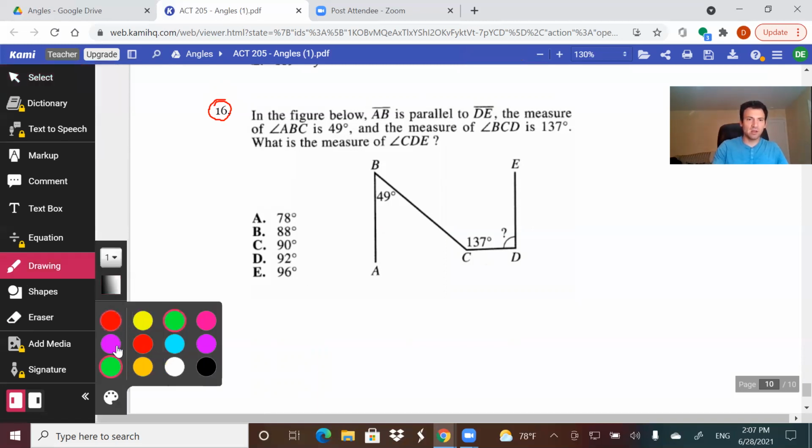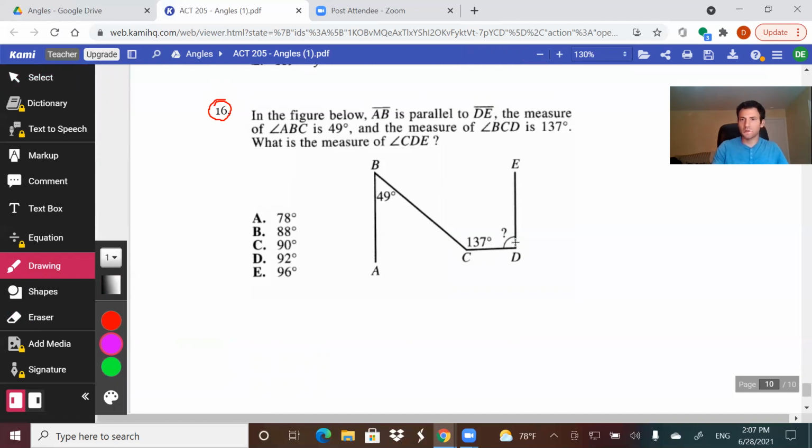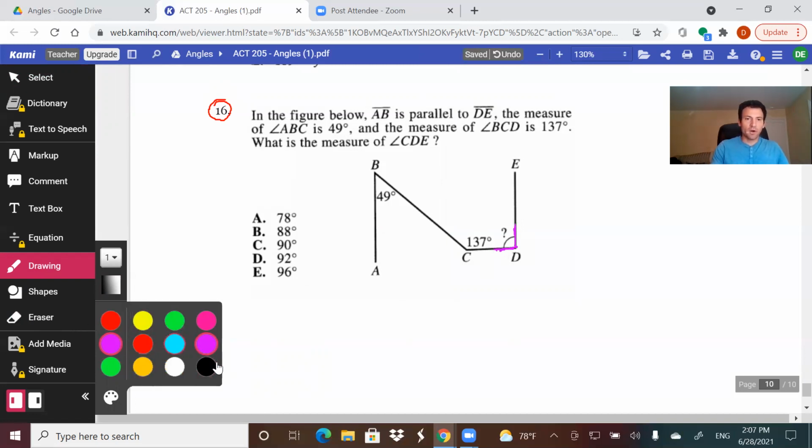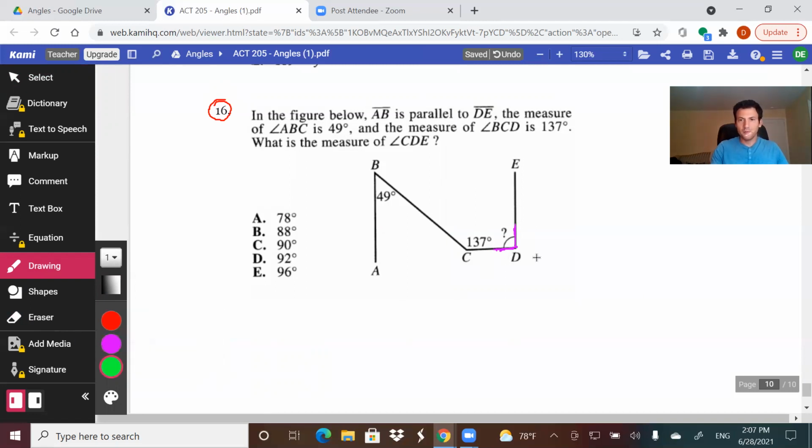So CDE is going to be the angle they marked for us. So it's already marked. Okay, this problem's really cool. So I think the easiest way to do it, and maybe there's another way, but the easiest way I can think of off the top of my head is I'm actually going to draw another parallel line here.